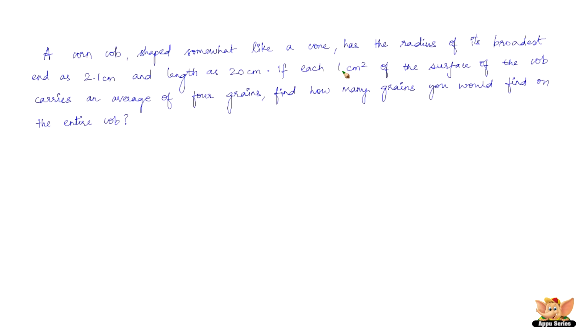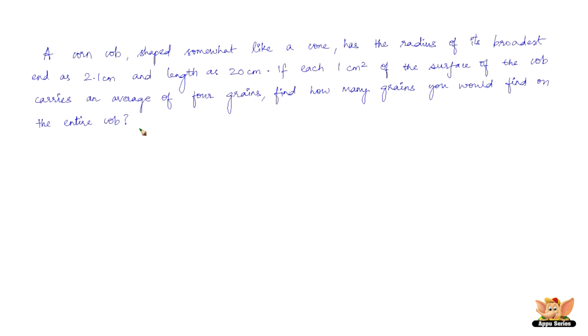So here we have another question which involves a corn cob, because it is the shape of a cone. A corn cob shaped somewhat like a cone has the radius of its broadest end as 2.1 centimeter and the length as 20 centimeter. If each 1 centimeter square of the surface of the cob carries an average of 4 grains, find how many grains you would find on the entire cob.